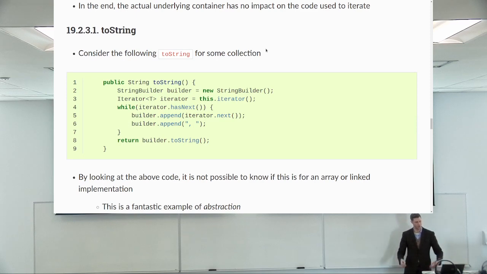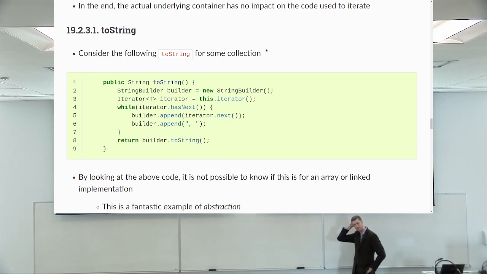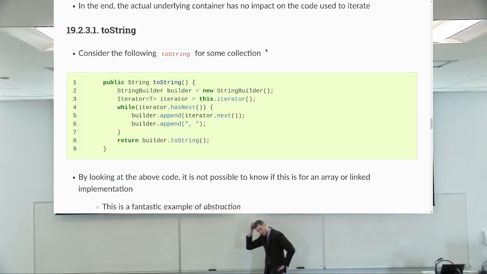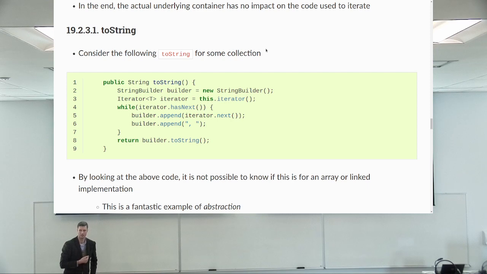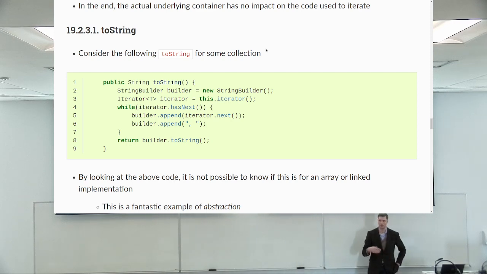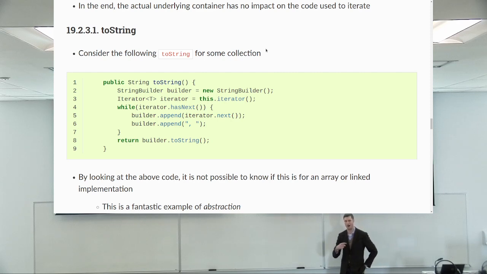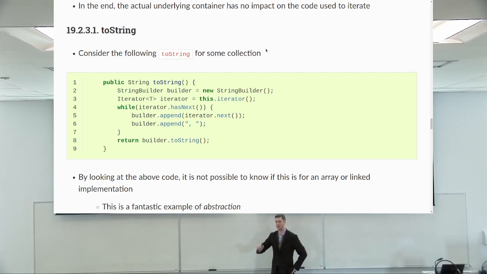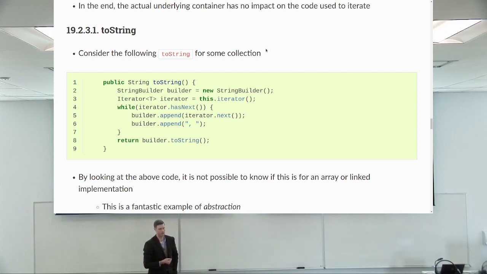But consider this toString for some collection. What do I have? A string builder. I create an iterator by doing this.iterator. So I call my iterator method that returns an iterator for this collection. While iterator hasNext, builder.append the iterator's next. Builder.append a comma and space, just because I want to format my collection with commas between each element. And then at the end, return builder.toString.